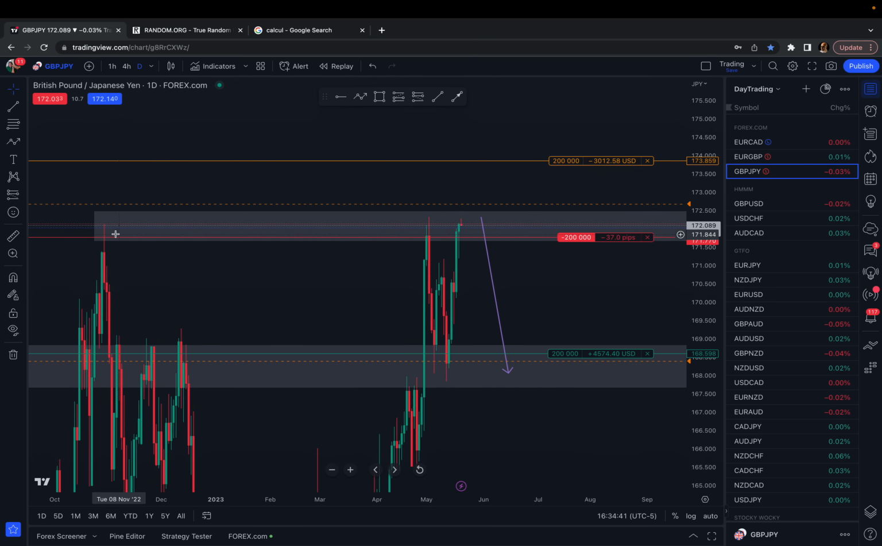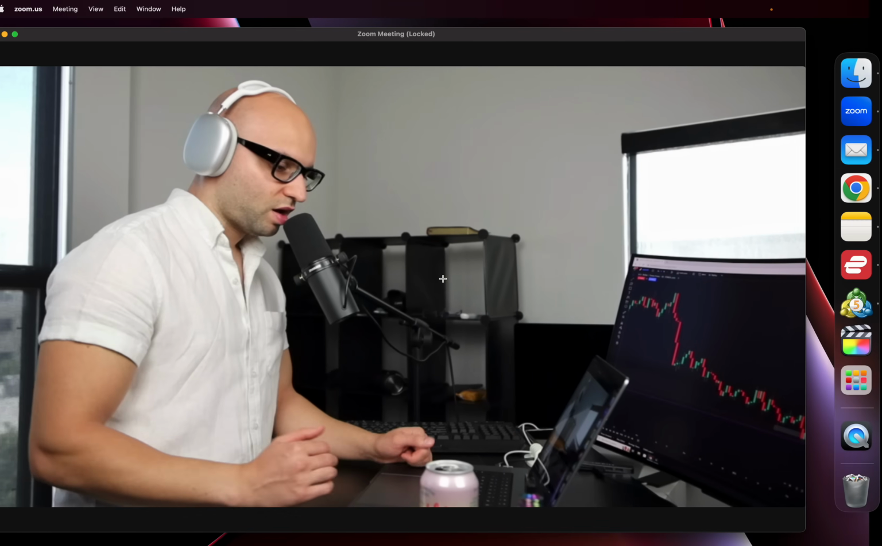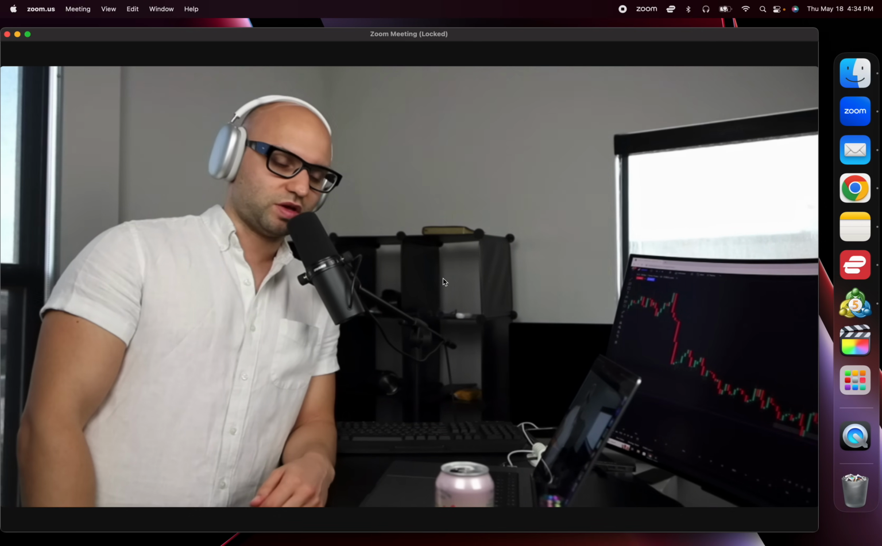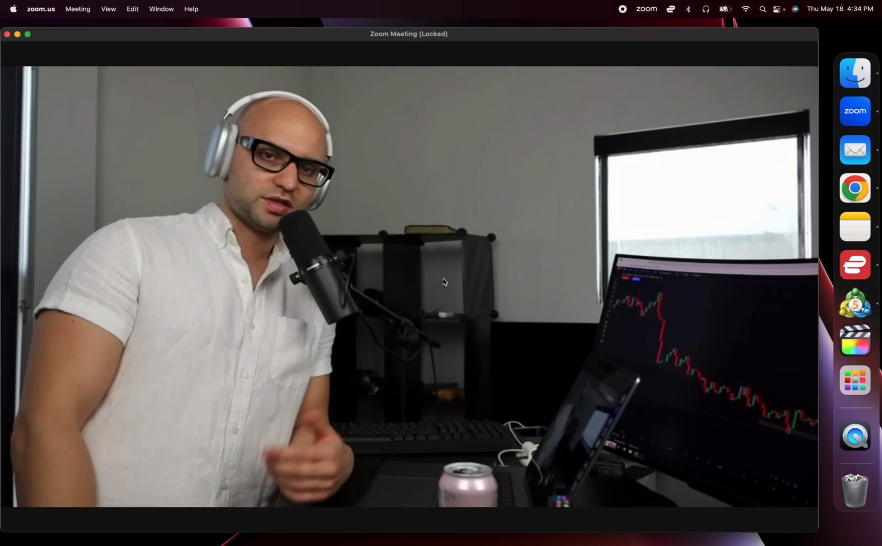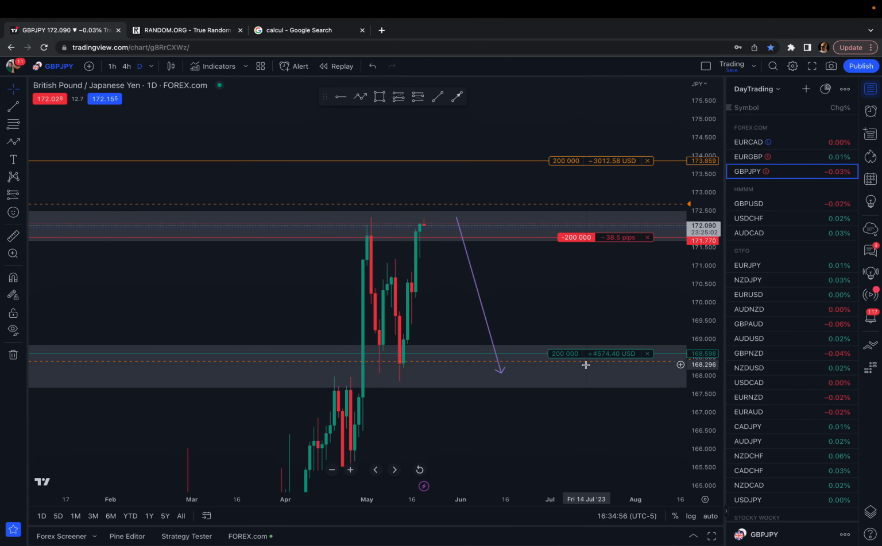GBP JPY, this could not be simpler, plain as day. It's at a resistance zone. There's the previous high. It's bounced nicely there. It bounced again here. We're just at this zone for the 3rd time. I don't know. I just think it's going to bounce. And if I'm wrong, I'll lose some money. And if I'm right, I'll make some money. So on this one, if I'm wrong, I'll lose like $3,000. And if I'm right, I'll make a little over $4,000.